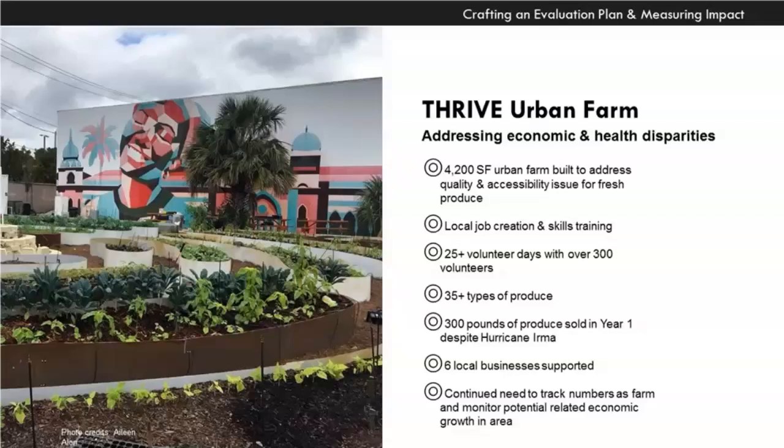And despite Hurricane Irma happening in the middle of our build out for the farm and our first planting season, we are still able to sell over 300 pounds of produce, as well as support 6 local businesses, caterers, juicers, some small local mom and pop restaurants. And then the business plan definitely stimulates that there will be additional growth over the years, and there's plans to expand the farm into other vacant lots so that we're able to support more residents and more businesses.